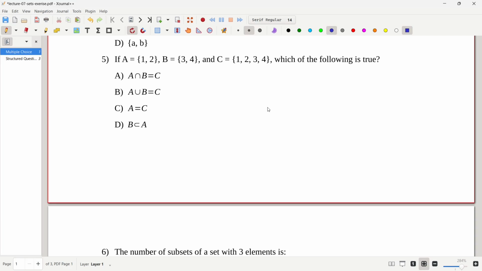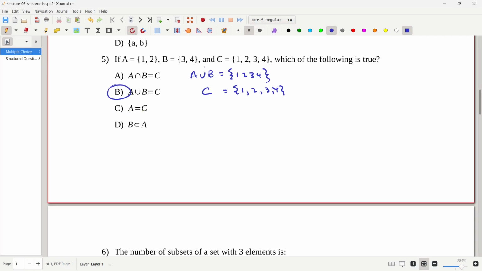which of the following is true? A intersect B is C. Well, A intersect B has nothing in common, so it cannot be equal to C. A union B is equal to C. A union B is equal to {1, 2, 3, 4}, and equal to means that they have to have the exact same elements. And we can see that C also has the elements 1, 2, 3, and 4. So therefore, these two sets are equal to each other. Answer B. Let's check the others.